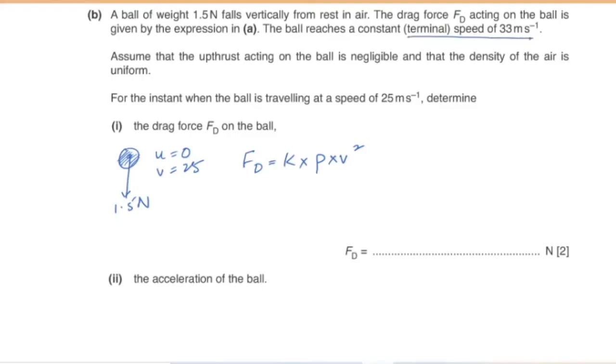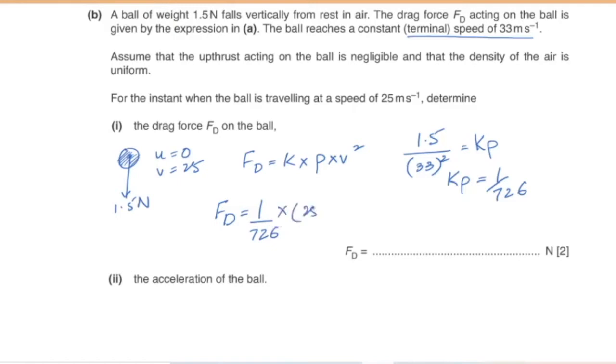just to get the value of K times density of air. So when the ball reaches terminal velocity, the drag force must be equal to the ball's weight. So 1.5 newtons of drag force divided by the speed of 33 meters per second squared is equal to constant K times density. This leaves us with a value of K times density as 1 by 726. Now to calculate the drag force when the ball's velocity is 25 meters per second, we'll use our formula, K times density, which is 1 by 726, times the speed of 25 meters per second squared, and hence we get a drag force of 0.86 newtons.